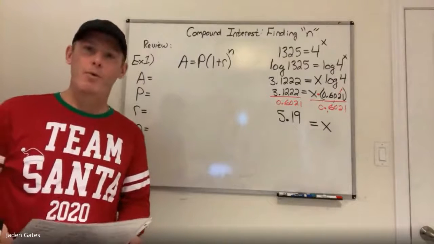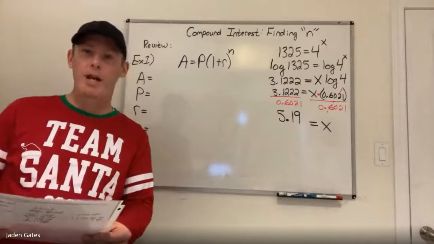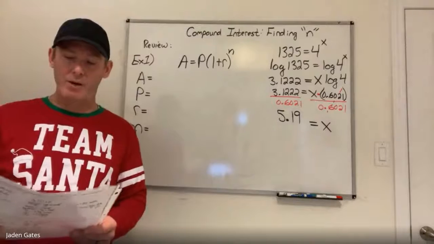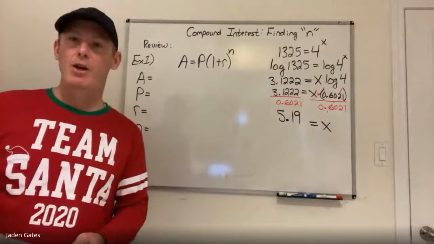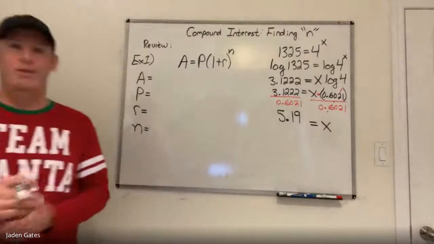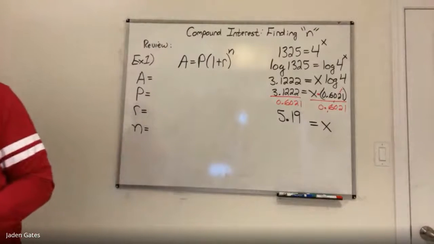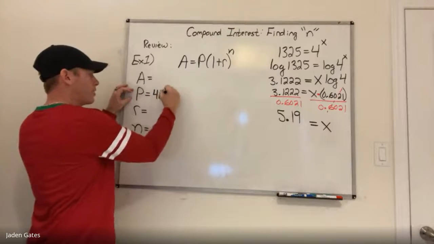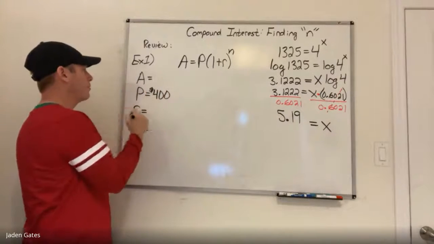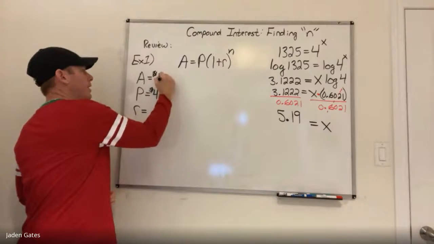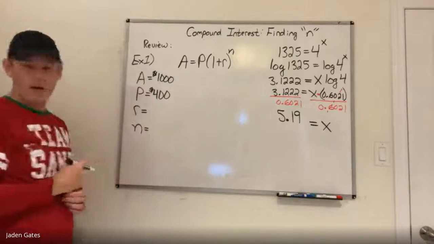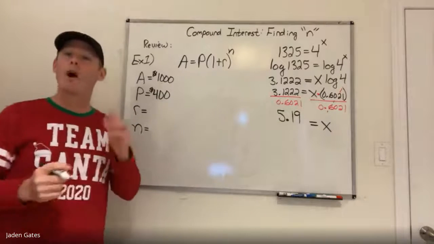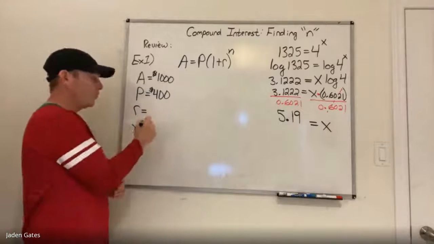All right, so example number 1 here, it says, how many years will it take $400 to grow to $1,000 if it is invested at a rate of 15% compounded annually? All right, so to break that down, what we're looking at is $400 growing to 1,000. So 400 is our principal. A, our accumulated amount, that is 1,000.